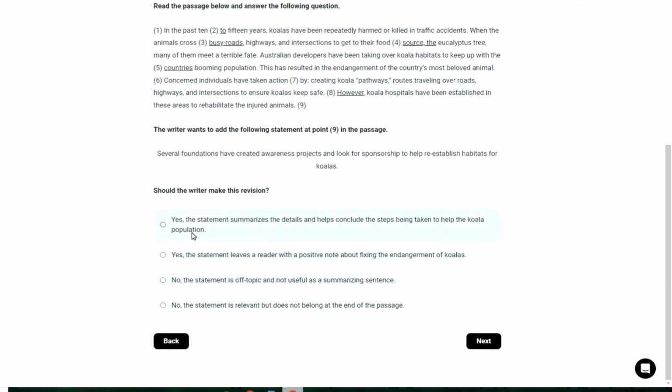it makes sense. We're going to add this on because it's a great summarization. Oops. That kind of gives away A and B, but let's look. A. The statement summarizes the details and helps conclude the steps being taken to help the koala population. Awesome, that's exactly what it's doing. It's talking about there's foundations, awareness projects, sponsorships to help them. Or B. The statement leaves the reader with a positive note about fixing the endangerment of koalas. Maybe they do feel a bit positive because we're quote unquote fixing it through foundations, but it better explains by talking about how it summarizes the details, and it helps talk about the steps that are being taken. So the better answer here would be A.